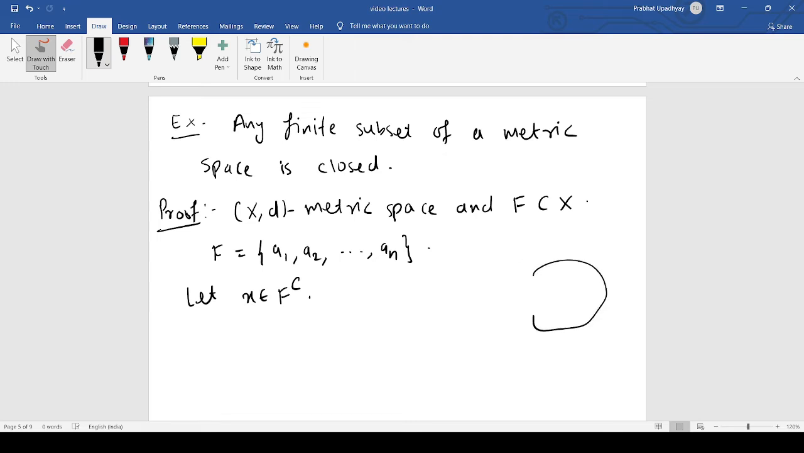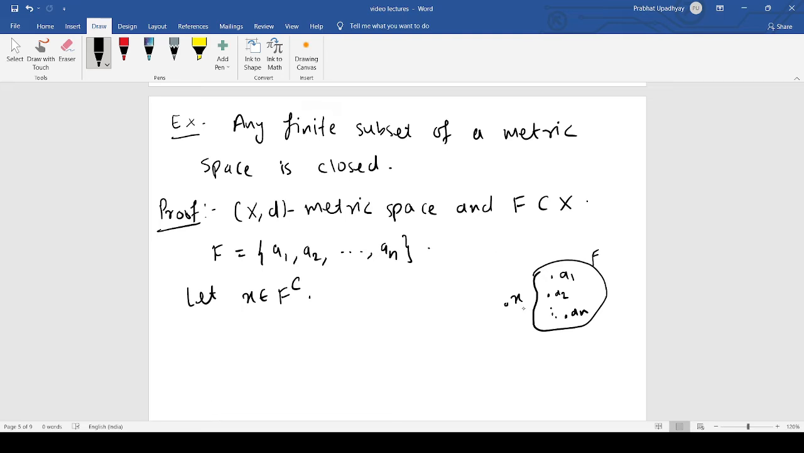Say here is your set F. It contains finitely many points, say a1, a2 up to say an, and here is a point x which lies in F complement. I want to find an open ball centered at x of some radius r which will totally lie inside F complement only.